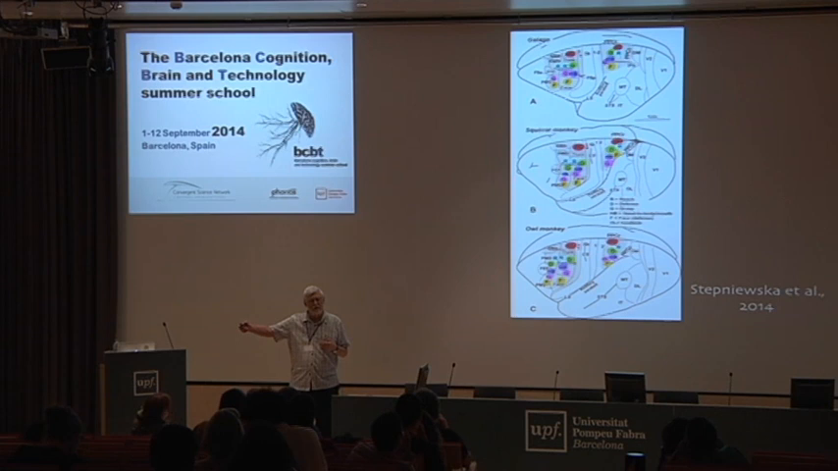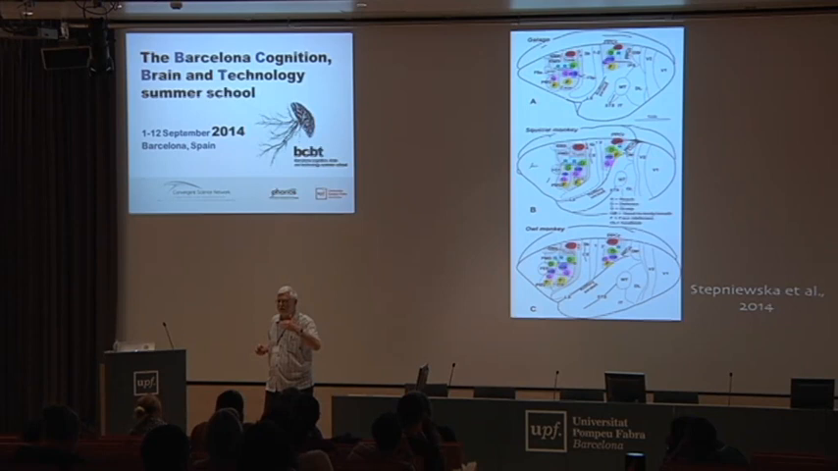Some of the studies are done with cooling experiments, where you cool an area and see what happens if you knock one out of the system. We've also used muscimol to knock out areas. And one of the more promising ways is to stimulate 2 domains at once and see what you get.